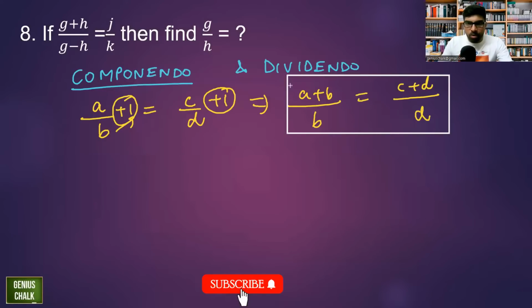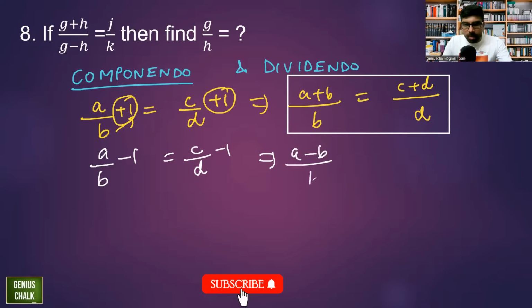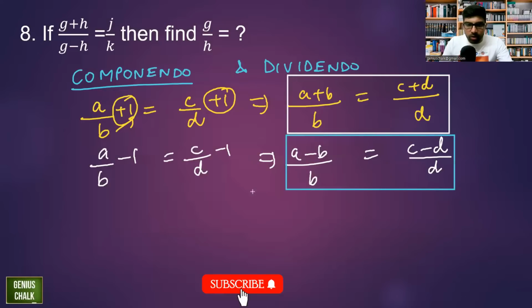This is your componendo. Let's understand what is dividendo. Instead of plus, if I subtract 1, it will be C by D minus 1. So I can write A minus B by B as C minus D by D. This is called dividendo. This step is called dividendo. You can note this. So this is componendo and this is dividendo.